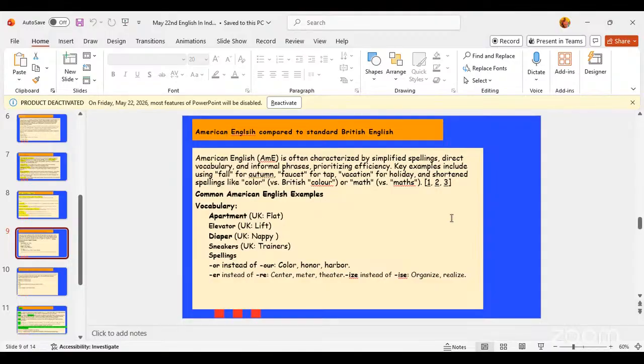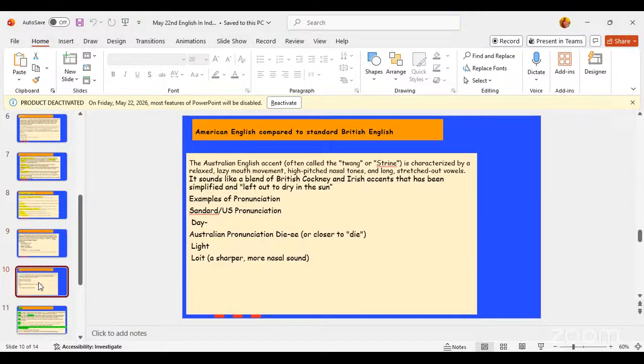These are the spellings: color, honor, and harbor. The U is not used in American English, whereas in British English we use the U: colour, honour, and harbour. When it comes to meter, it's M-E-T-E-R, and they use the -ize ending: organize, realize, and so on. In Australian English, the word day sounds like "die," and light sounds like "loight," a sharper and more nasal sound.